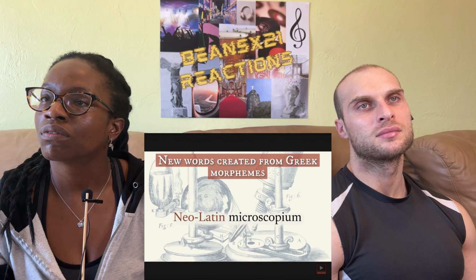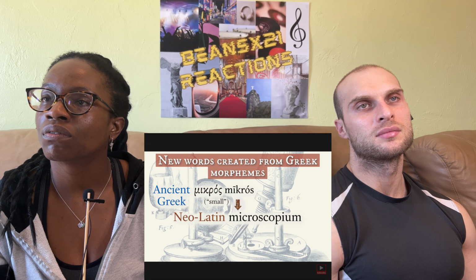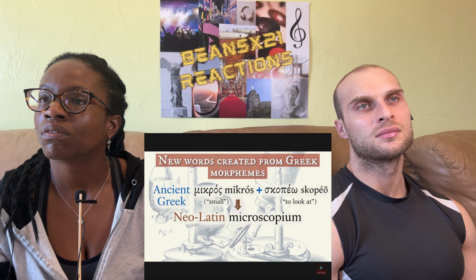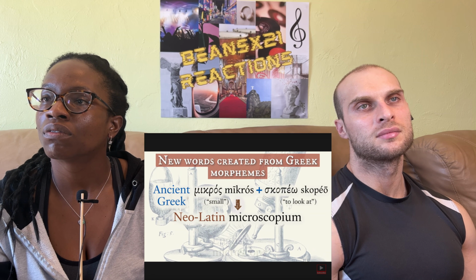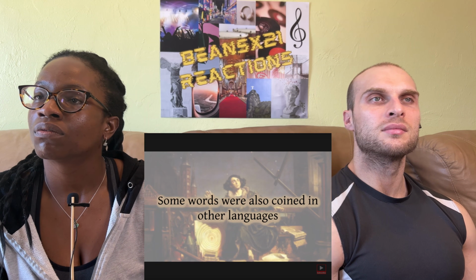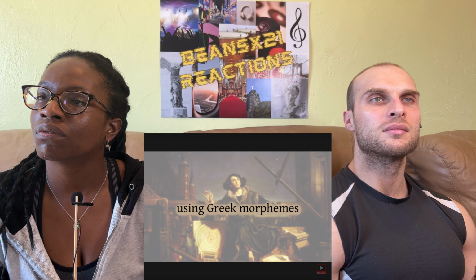Latin microscopium, from ancient Greek mikros, meaning small, and skopeo, meaning to look at. The full word means an instrument for looking at small objects. The word microscope entered English in the 1650s. Some words were also coined in other languages like French and English using Greek morphemes.